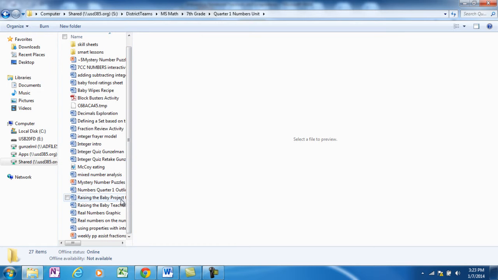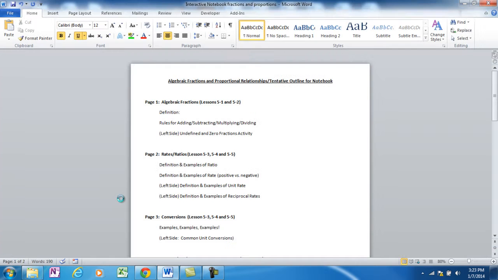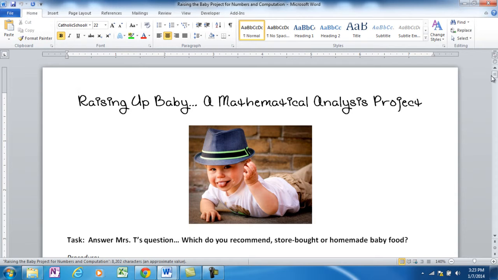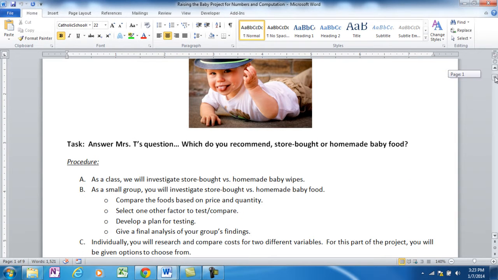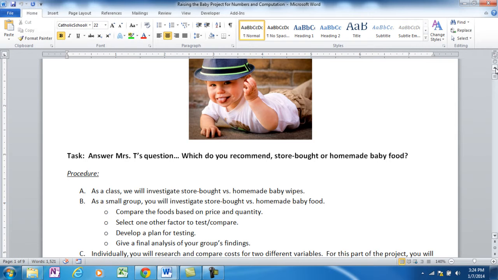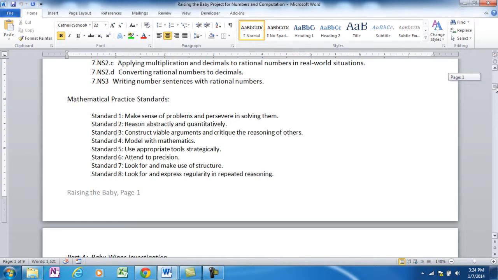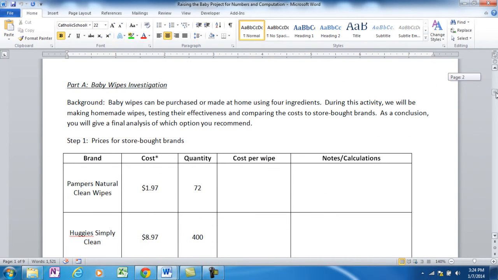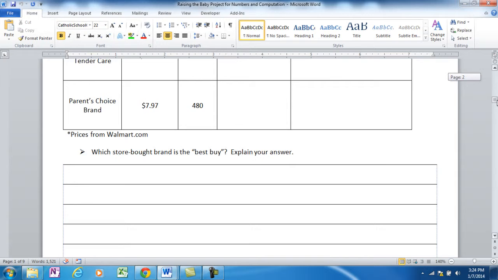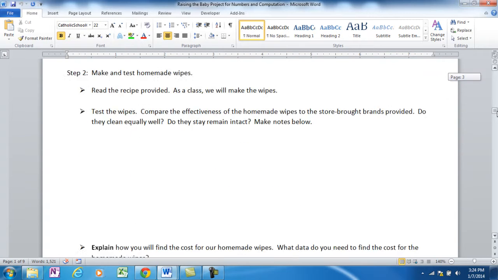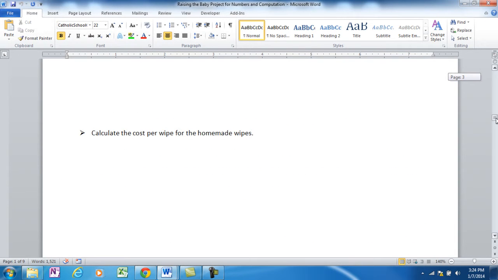For example, we did a project called Raising the Baby, where the students analyzed to determine which was better, store-bought baby food or homemade baby food. And in this example, we looked at the price, we looked at taste. Yes, we actually made the homemade baby food. We looked at nutrition, we looked at convenience and all of those. And so this was something that students in both middle schools did if they were in the on-level 7th grade course.